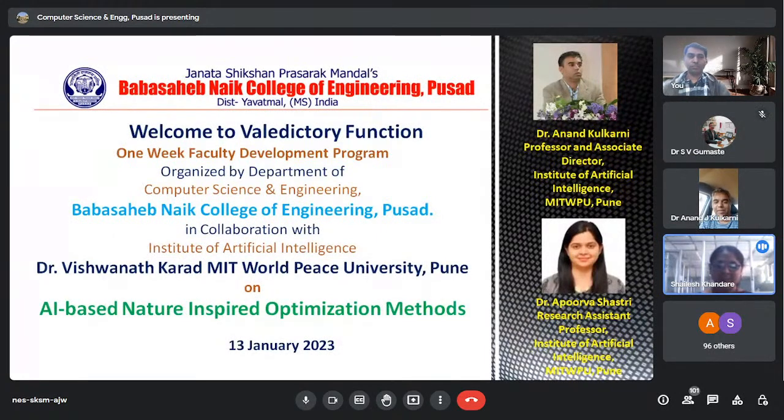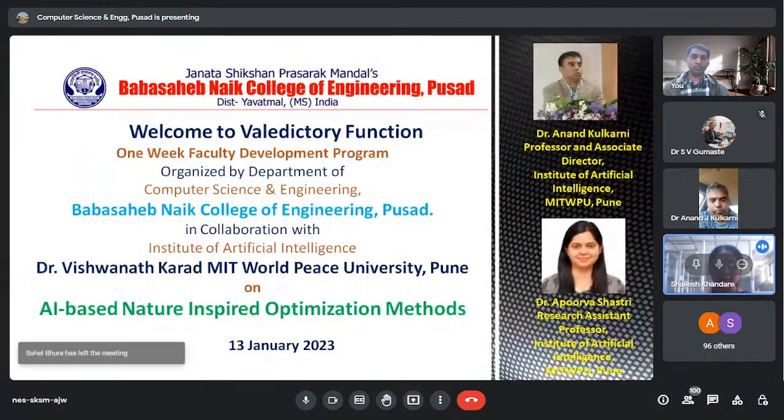To bless this function, we have with us Mr. Pramod Pampatwar, Director Technical, JIT Nagpur, Dr. Narendra Bhavane sir, Principal, JIT Nagpur, Dr. Avinash Wankhede, Principal, BNCOE Pusat. A warm welcome to you all, sir.